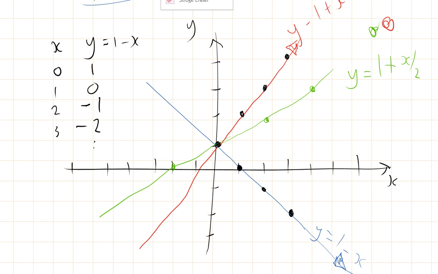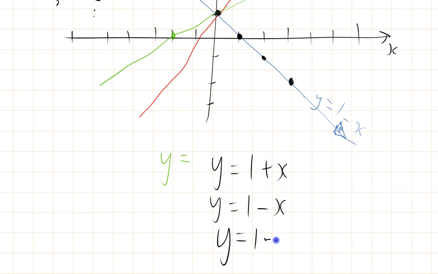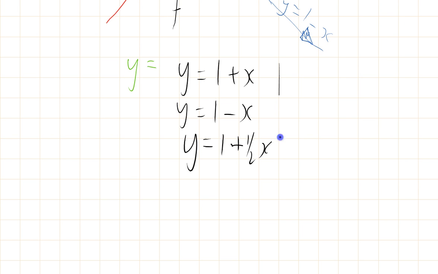In all of these cases, let me just write out the equations that we've got. I'll go back to black. We've got y equals 1 plus x, we've got y equals 1 minus x, and y equals 1 plus a half x. In all of these three equations, if x equals 0, then y equals 1, because it's 1 plus 0 times something. 1 plus 0, 1 minus 0, 1 plus a half of 0.